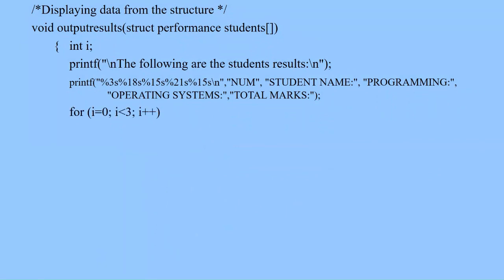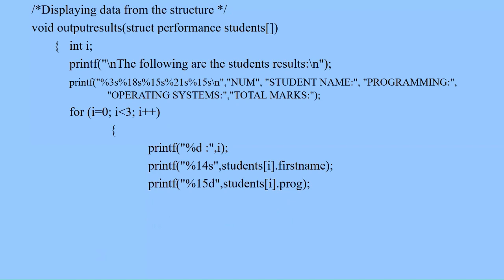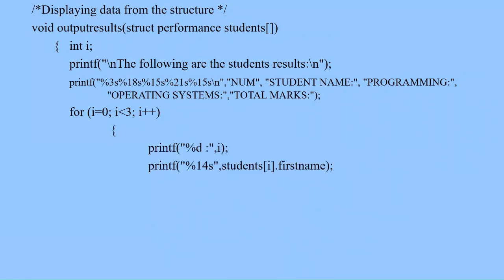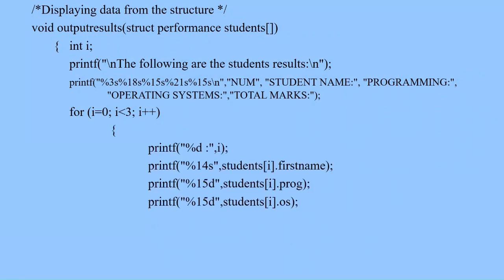So is 1 less than 3? Yes. So we display the second student's first name, second student's score in programming, second student's score in OS, second student's total score, and then we drop one line, increment count again, and then we do the same for the third student. And once that is all, we shall have displayed all the results or all the scores for the students. That is the student number, student name, score in programming, score in operating system, and total.